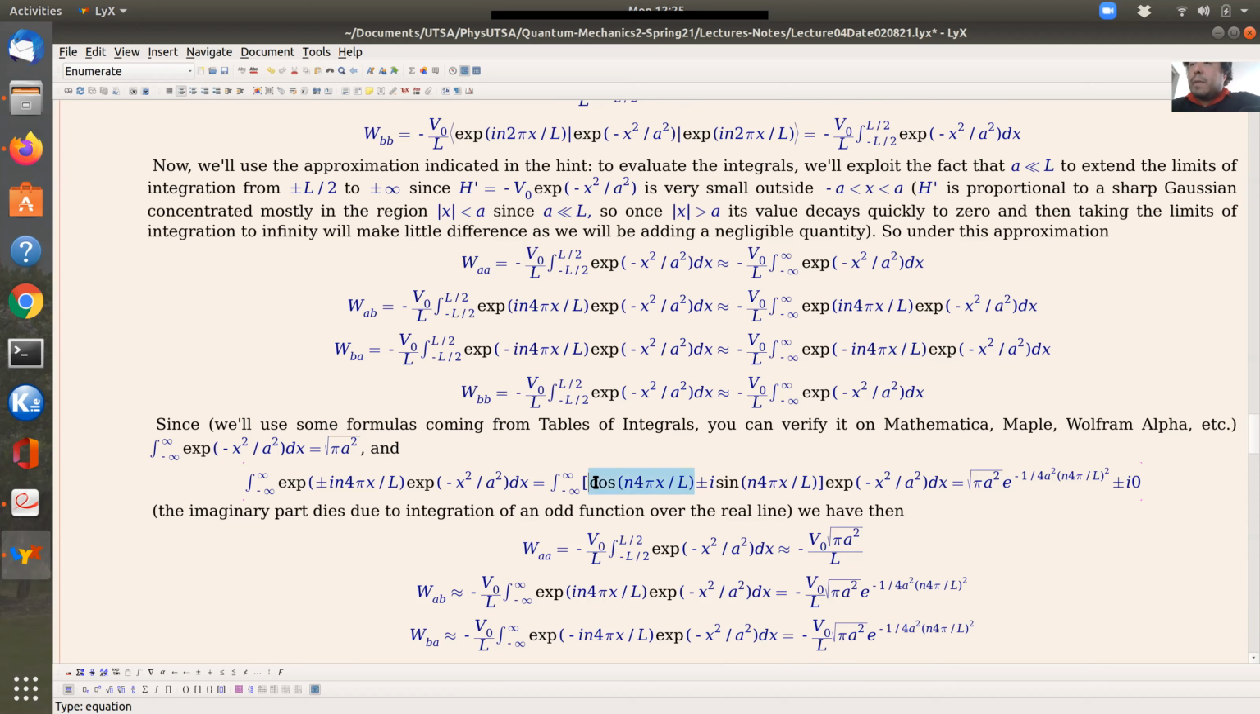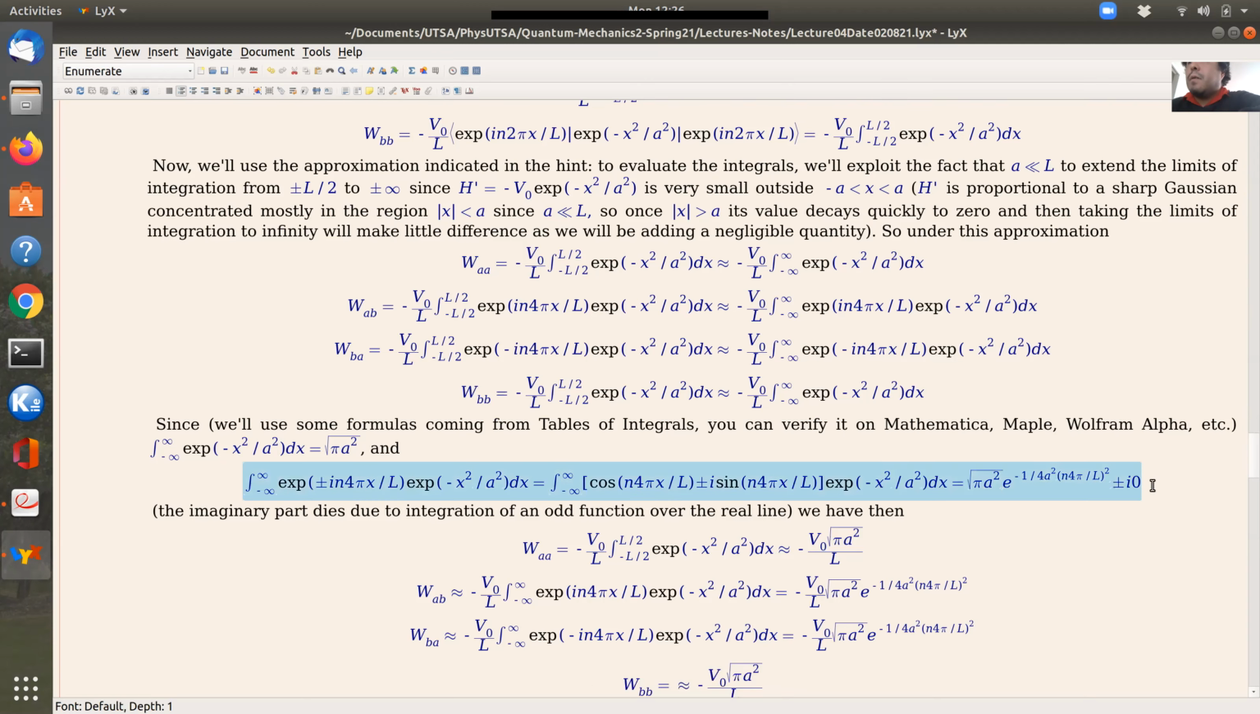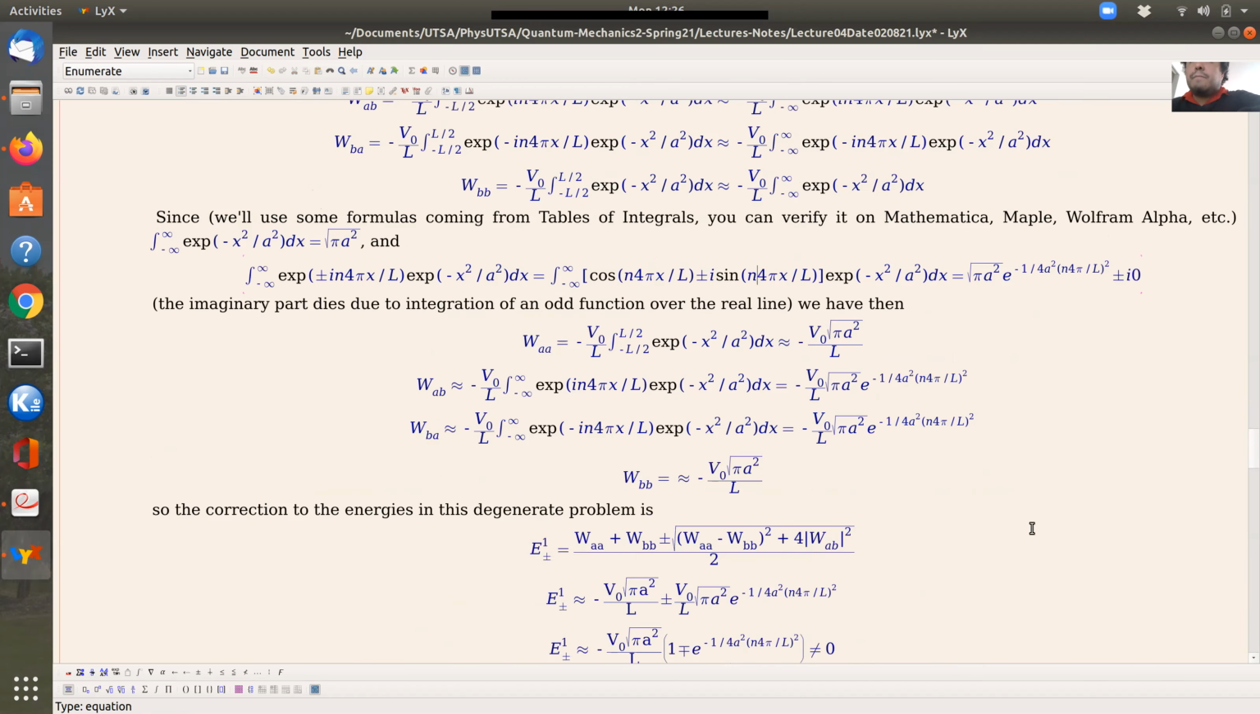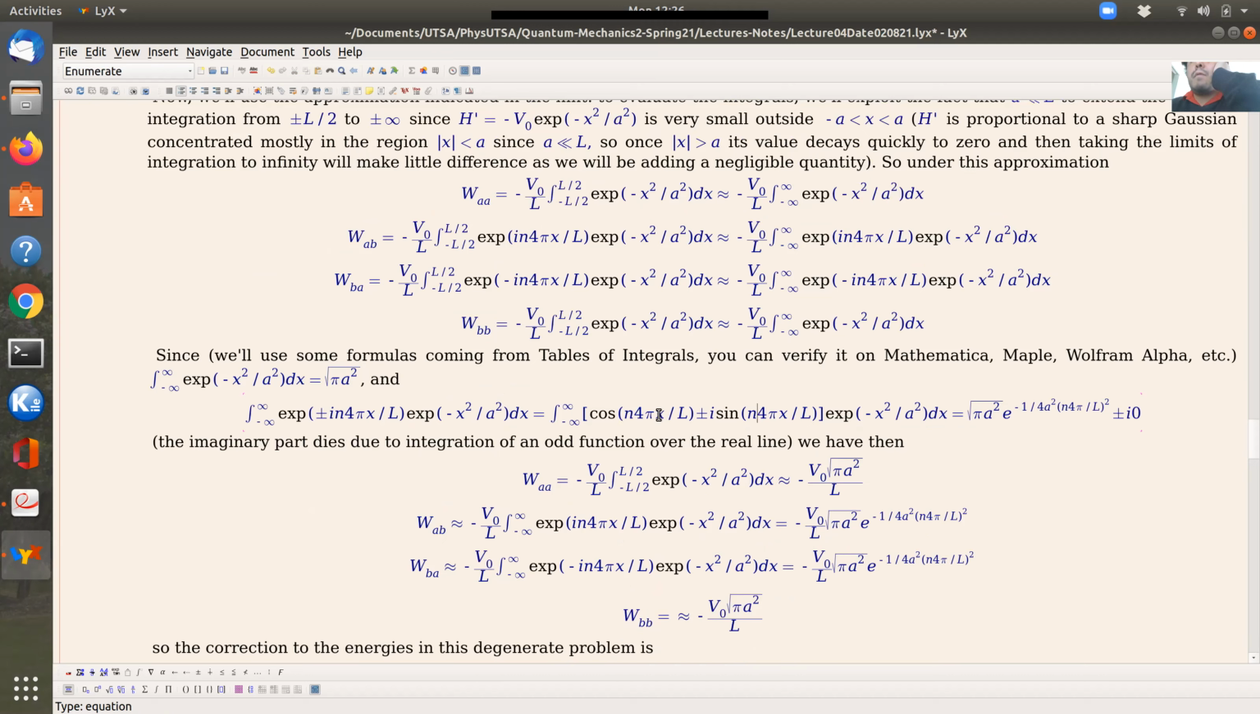On the other hand, this other has to be calculated. If you were to calculate the integral from minus infinity to plus infinity of this cosine times this exponential, you would have this result: square root of pi a squared times this exponential, plus minus i zero. For clarity, I indicate that the imaginary part dies out. I could have just written it equal to cosine times the exponential, and then the full result. Again, the imaginary part dies due to integration of an odd function over the real line. But okay, this one was expected.